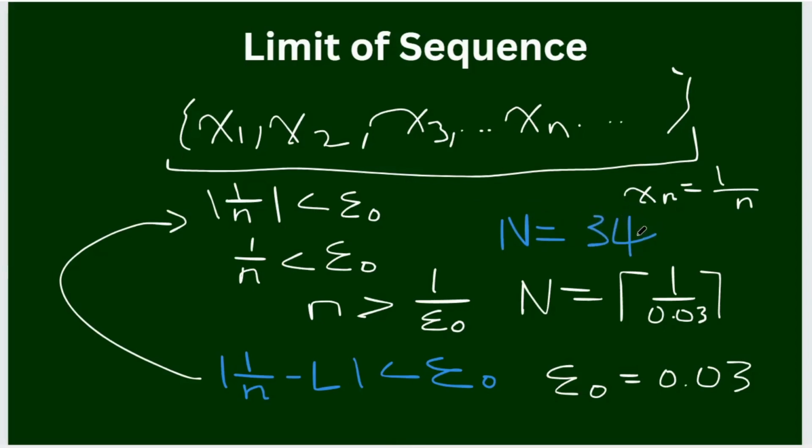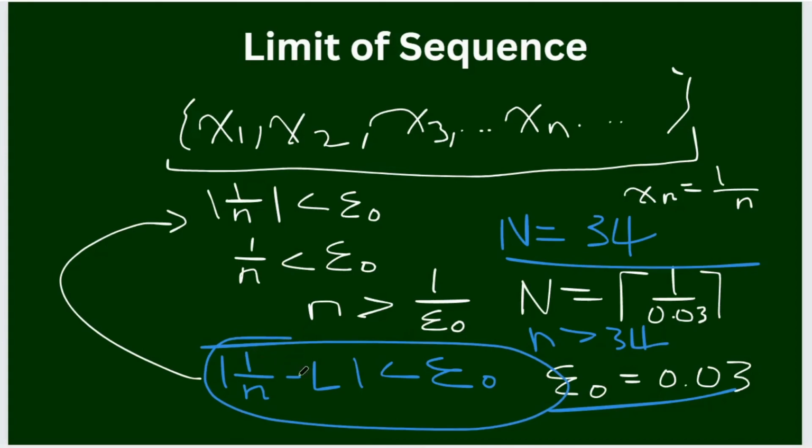34. So then we say that for the given epsilon equals 0.03, we find that n is equal to 34. And when small n is greater than 34, this inequality holds. Of course, epsilon 0 here is 0.03, so why don't we just write that in right now? And the limit L is 0.